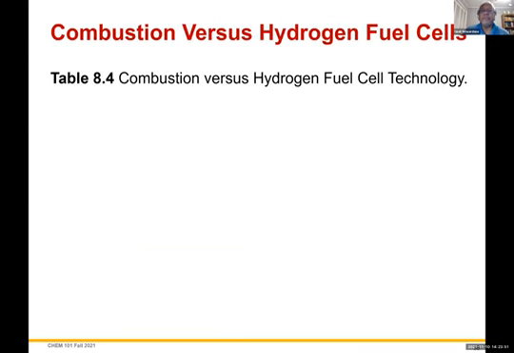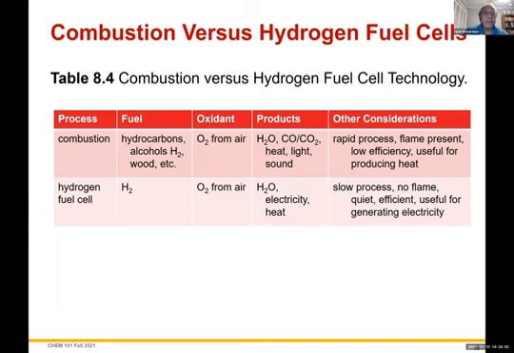Combustion versus fuel cell technology. We are going to compare regular cars with hydrogen fuel cell cars. Combustion fuels include hydrocarbons, alcohols, hydrogen, wood. Hydrogen also could be combusted, with oxygen from air. Then the products are water, carbon dioxide, and carbon monoxide. That's the conventional pollutant, more carbon into the air. Other considerations: rapid process, flame present, low efficiency, useful for producing heat.